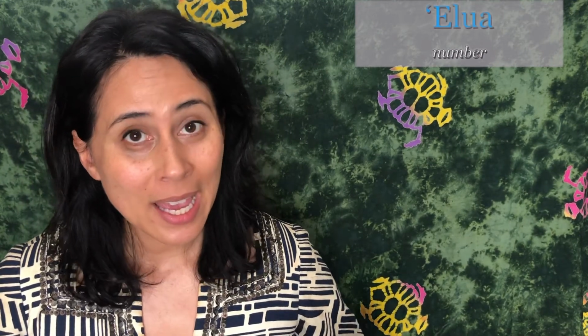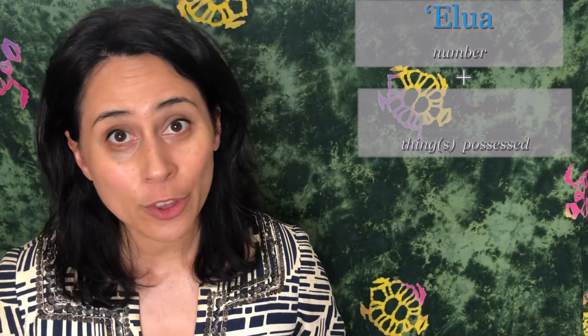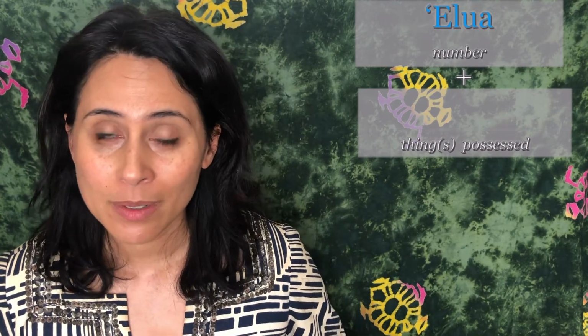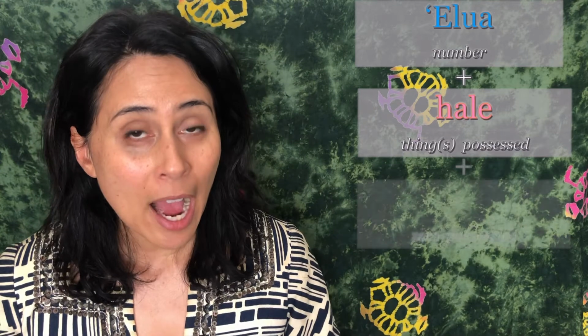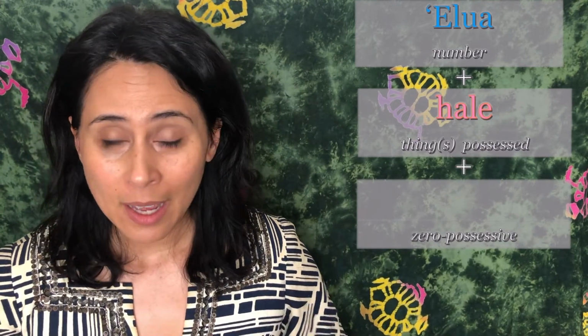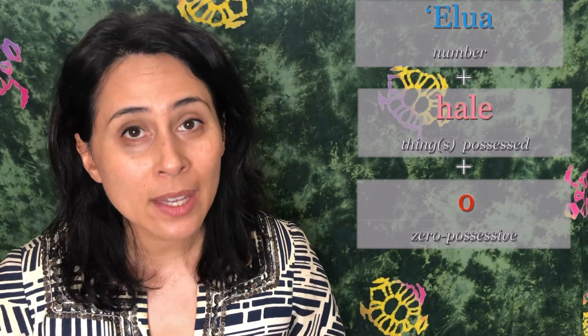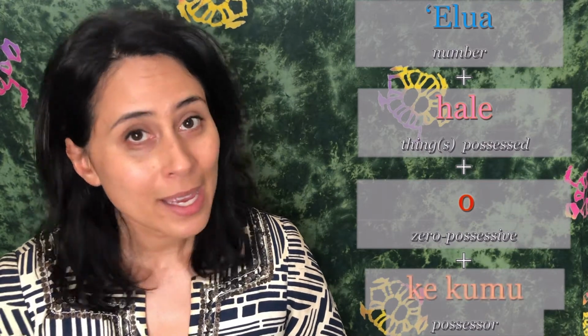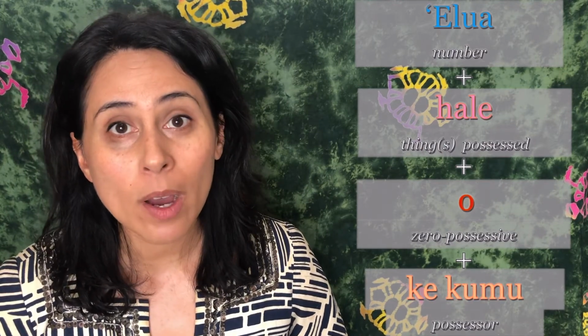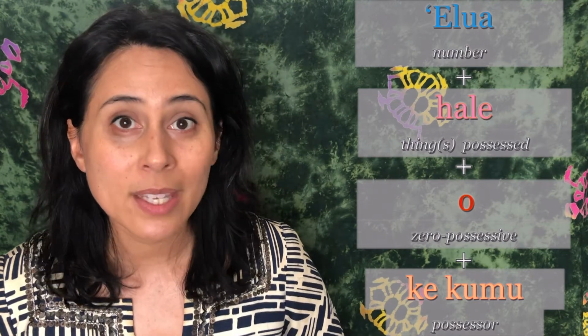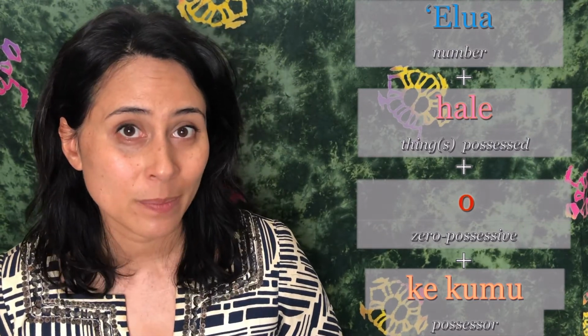Okay, now that we've learned our numbers, let's go back to our example sentence. The teacher has 2 houses. We start with our number 2, which we just learned is elua. Then our thing being possessed, house, hale. Then our 0 possessive, again, hale is an O class object, so we use o. And then the possessor, the teacher, ke kumu. Elua hale o ke kumu. The teacher has 2 houses.